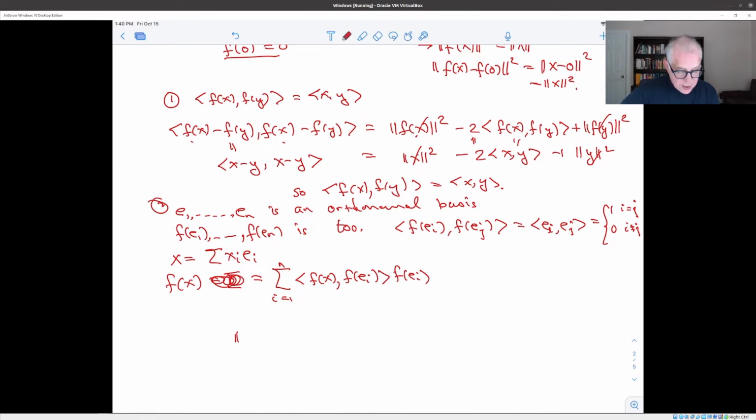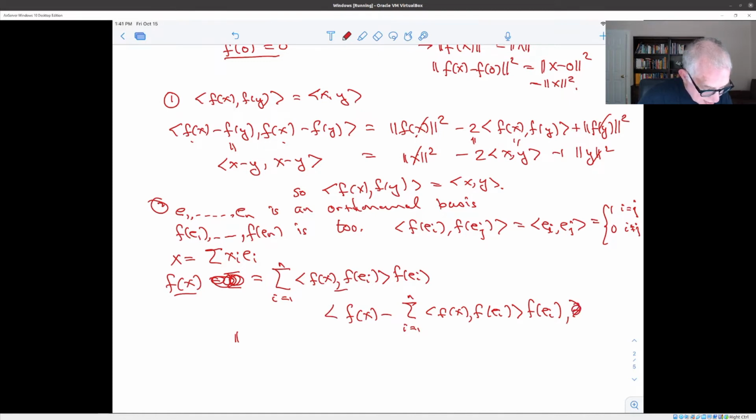So if you haven't seen this before, the way to think about it is, if you look at the difference between this vector and this vector, so you look at f of x minus the sum as i goes from 1 to n of f of x dot f of ei times f of ei, and you think about its dot product with each element of this orthonormal basis, you always get 0, because the f of ej here picks out just the coefficient of f of ej, which is f of x dot f of ej, and the first coefficient is also the dot product of f of x with f of ej. So whatever this vector is, it's orthogonal to every element of an orthonormal basis. And the only way that can happen is if it's 0. So this has to be 0. So the two sides have to be equal.